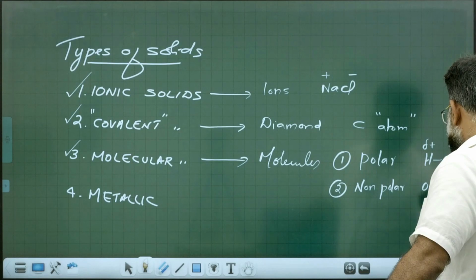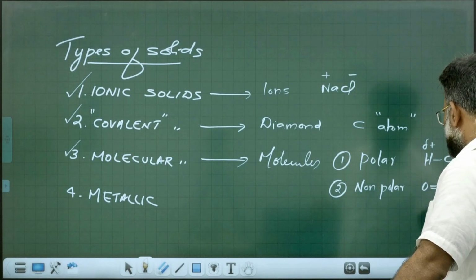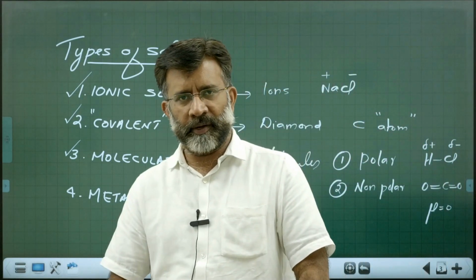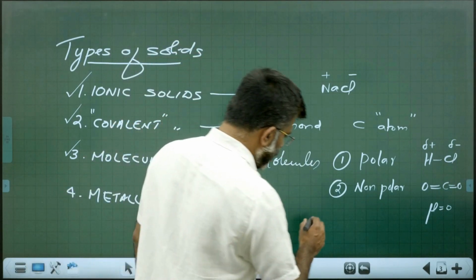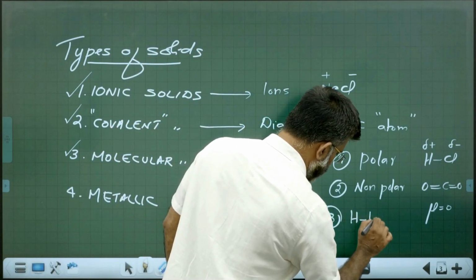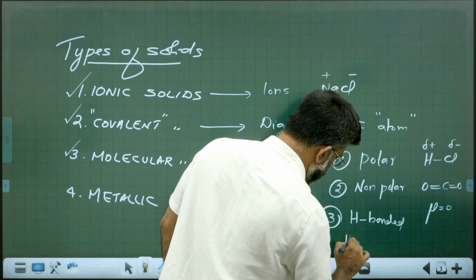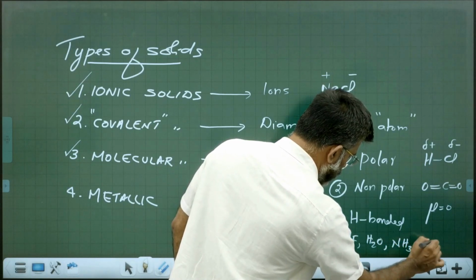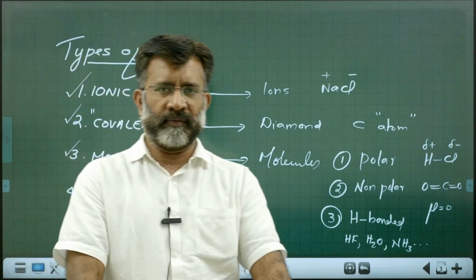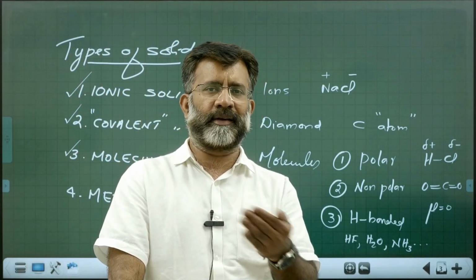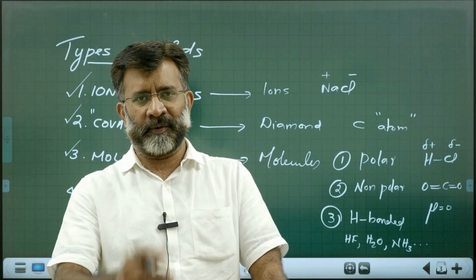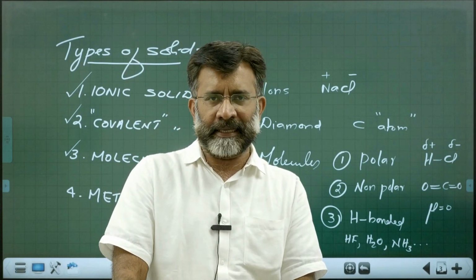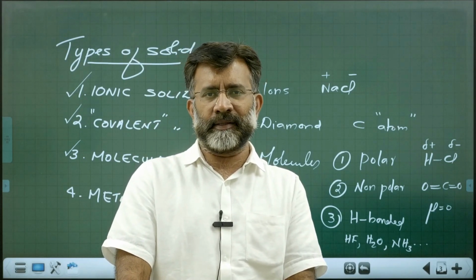For example, carbon dioxide is a non-polar molecule having dipole moment equal to 0. Solid carbon dioxide will be non-polar in nature, while the third category is hydrogen bonded solids. It may be HF, H2O, or ammonia, where hydrogen bonding is possible: the most electronegative fluorine connected to hydrogen, the second most electronegative oxygen connected to hydrogen, and the third most electronegative nitrogen bonded to hydrogen. Such molecules are able to show hydrogen bonded character.